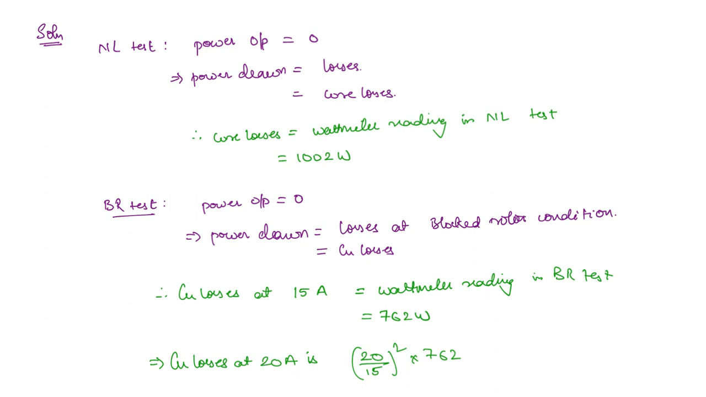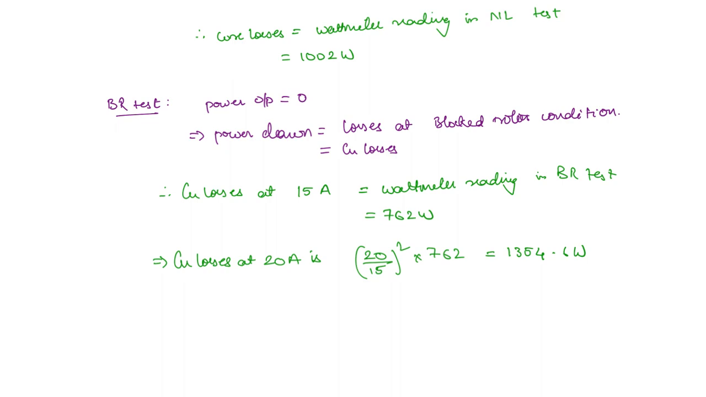What is the loss at 20 amperes? So that will be 20 by 15 whole square into 762. So this is going to be equal to 1354.6 watts. So remember, the core losses are independent of the current. So this core loss of 1002 will remain constant. Now we can easily find the efficiency.